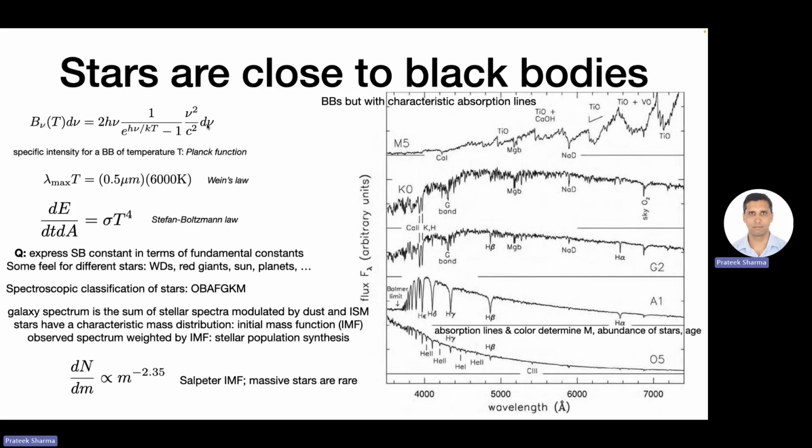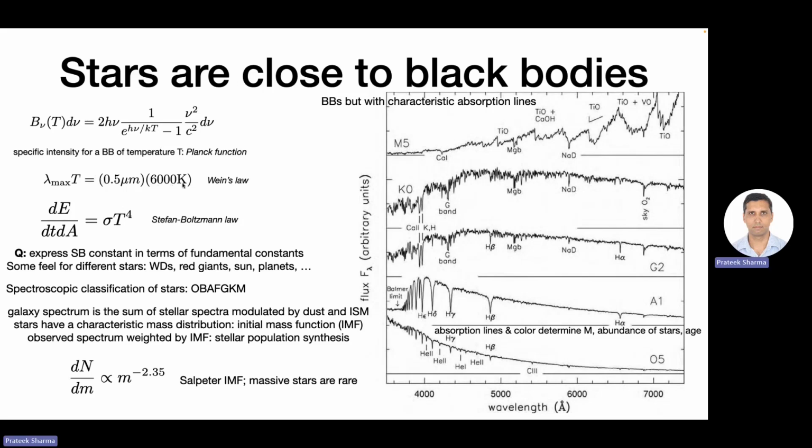Okay, and so the specific intensity of a black body is universal, and it only depends on its temperature. It has a universal spectrum as a function of frequency or wavelength, and that is called the Planck function. And the color of the black body, characterized by the wavelength at which the maximum light comes, lambda max, satisfies this Wien's law.